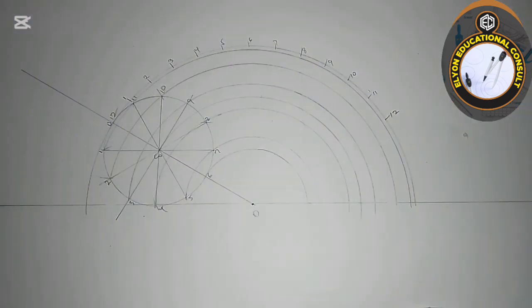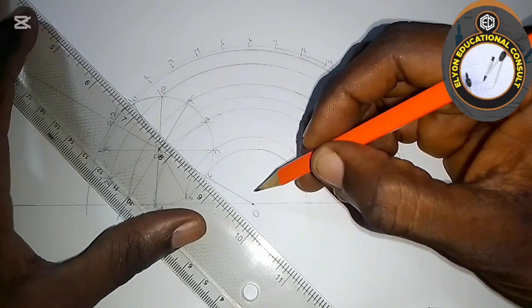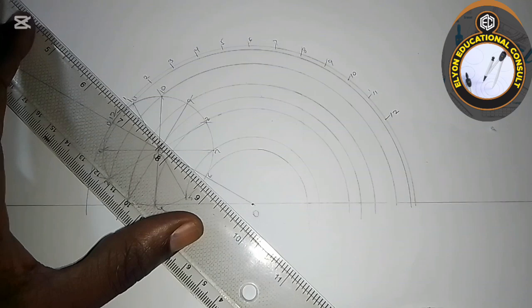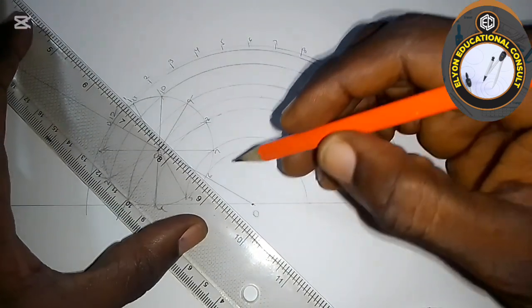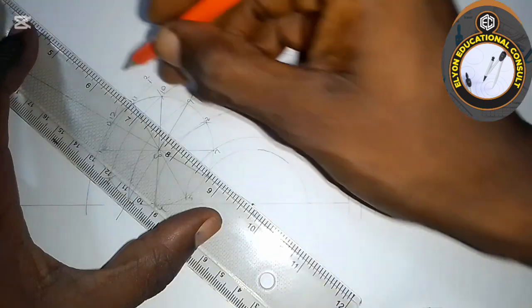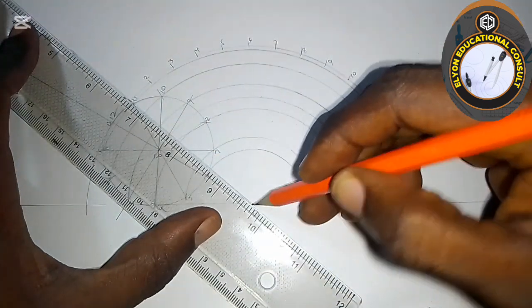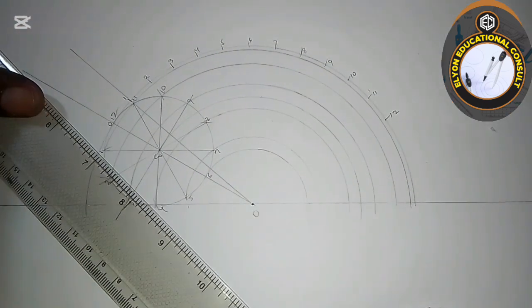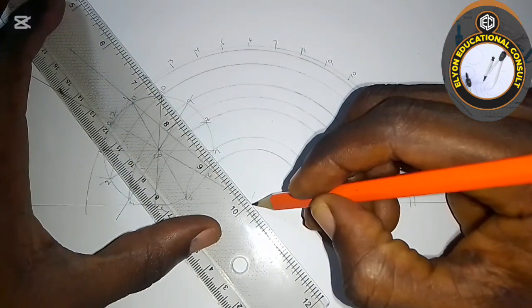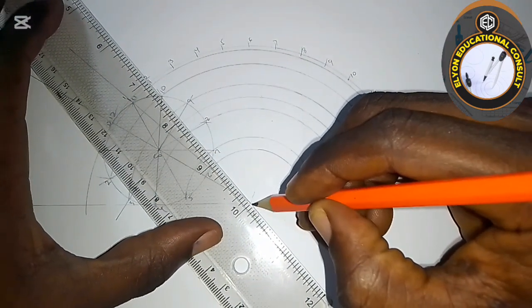So the next thing I will do, from the center of the directing circle, I will just produce my line to touch from this center. Now draw to touch each of the divisions this way. Okay, then go to 2 from the center of the directing circle.